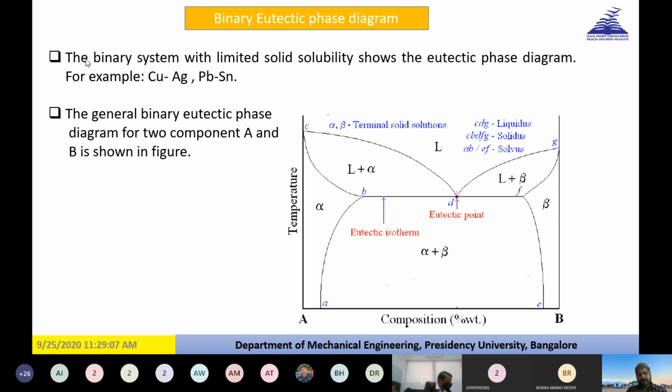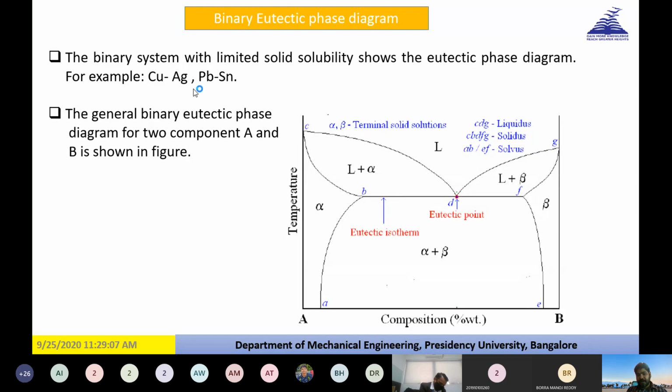So here you can see the binary system with limited solid solubility. Just remember this term, solid solubility I have mentioned, not liquid solubility, because in liquid both are soluble. So the binary system means the two component system with limited solid solubility shows the eutectic phase diagram. For example, copper and silver.